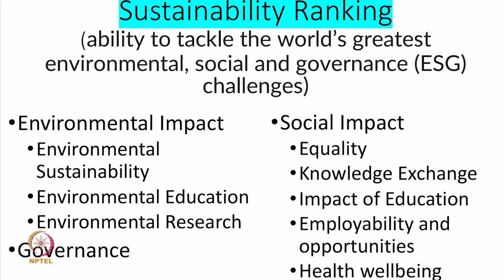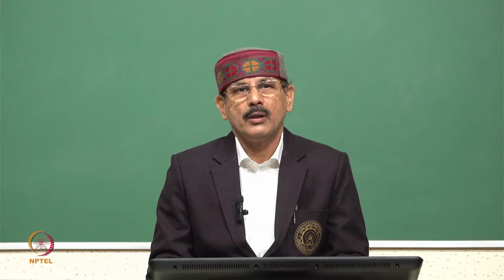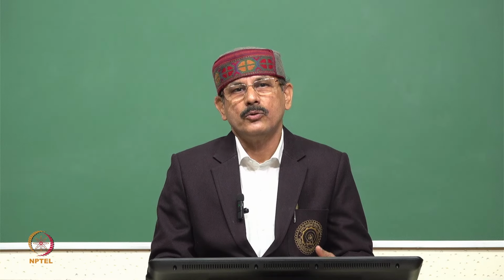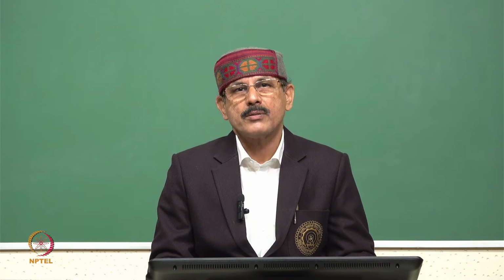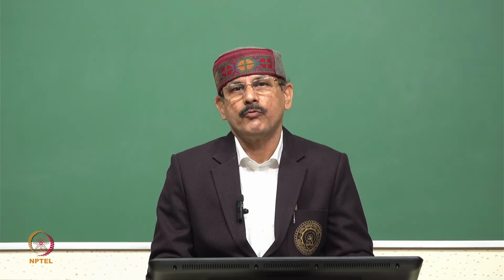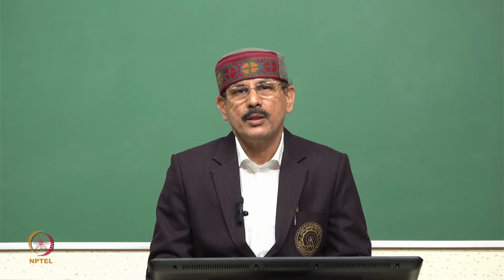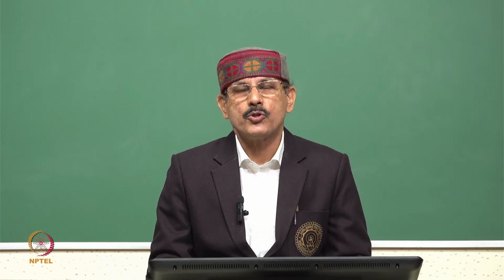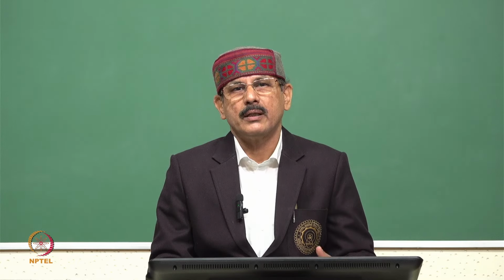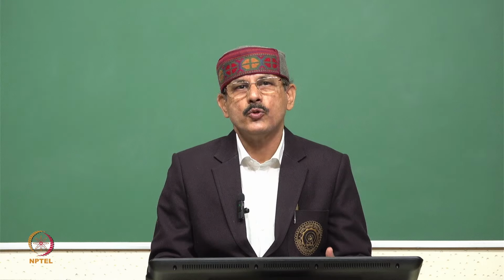The type of data which is captured is classified under 4 or 5 different groups like environmental impact, governance, social impact and health and well-being. When you talk about environmental impact, we collect data related to environmental sustainability, environmental education, and environmental research. So the universities or colleges participating in the sustainability ranking should provide this type of information under environmental impact. Under social impact, they should provide information regarding equitability, knowledge exchange, impact of education, employability and opportunities, and also health and well-being. So these are the type of data sets that are entered into the system, which tries to capture the sustainability ranking.